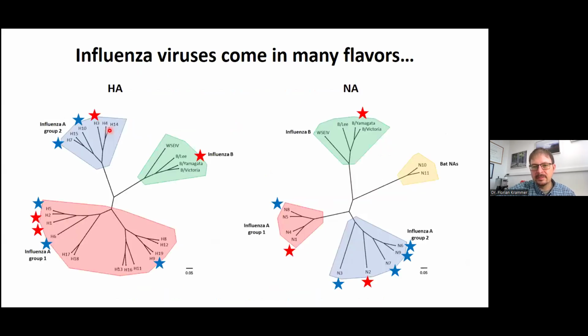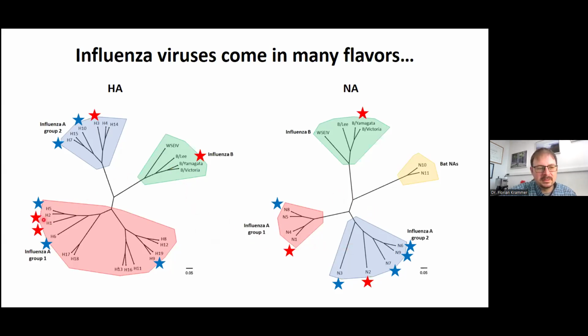And the problem is that in the animal reservoir, we have a lot of diversity. We have all these different subtypes of influenza viruses. So on the left side, you see a phylogenetic tree of hemagglutinins, right? And on the right side, of neuraminidases. And you can see how much diversity we have here. For hemagglutinin, we have for influenza A, group 1 hemagglutinins and group 2 hemagglutinins. And then the influenza B hemagglutinins are a little bit separate from that. It looks very similar for the neuraminidase.